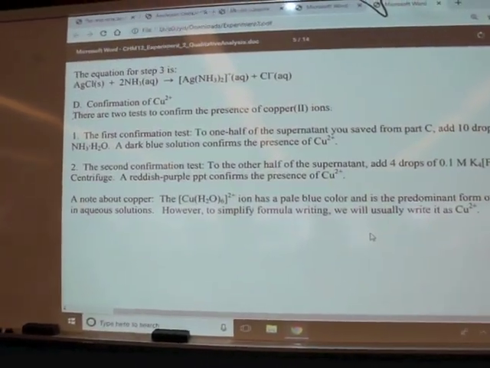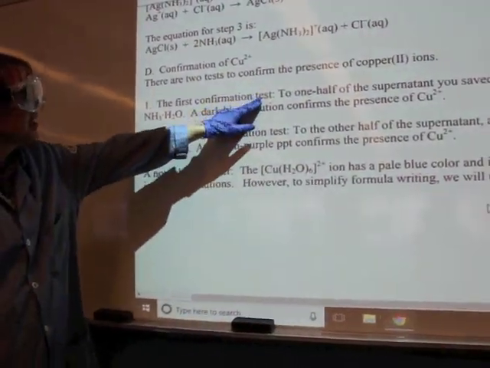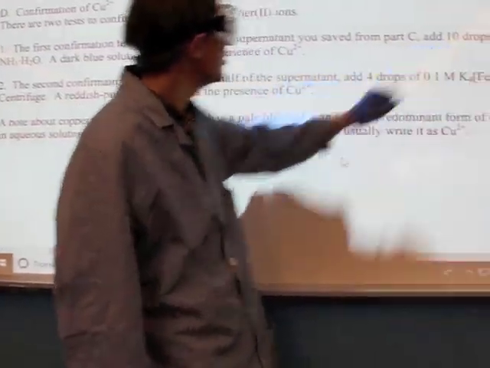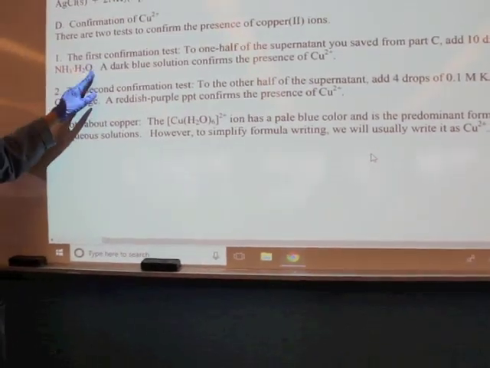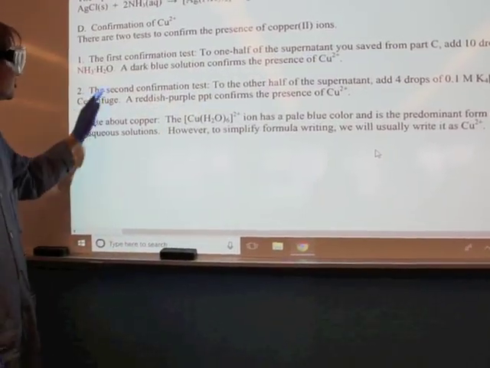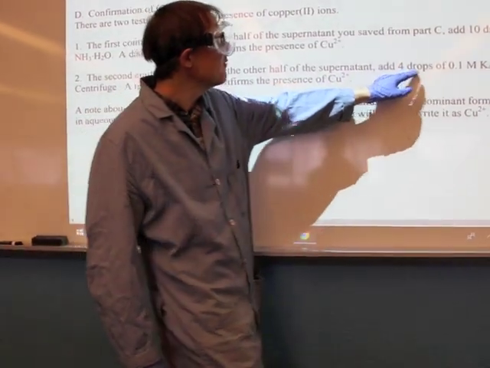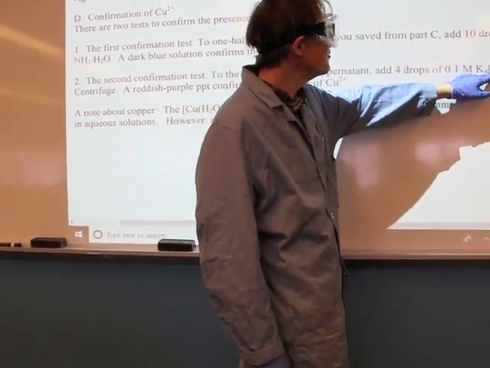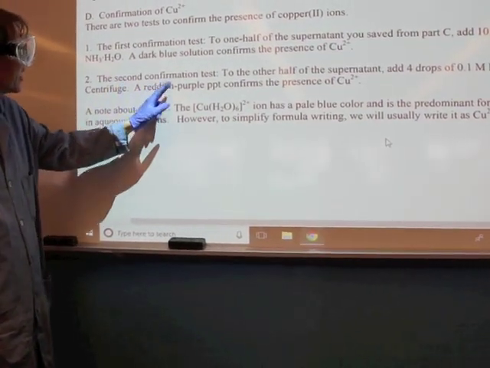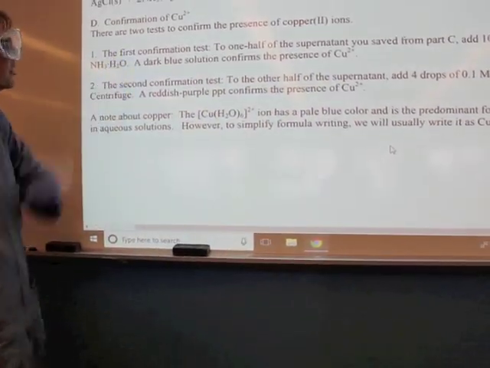Confirmation of copper 2. There are 2 tests to confirm the presence of copper 2 ions. To the first confirmation test, half the supernatant that you saved from part C, we're going to add 10 drops of 6 molar ammonium hydroxide. If it turns dark blue, that means you got copper 2. To the second confirmation test, the other half of the supernatant, we're going to add 4 drops of 0.1 molar potassium ferrocyanide. We then centrifuge it. If we get a red-purple precipitate, that tells us that there's copper 2 in it. So let's try the first one.